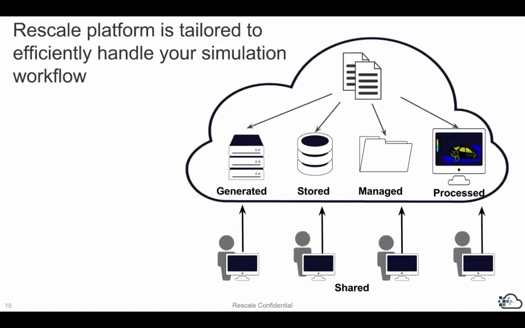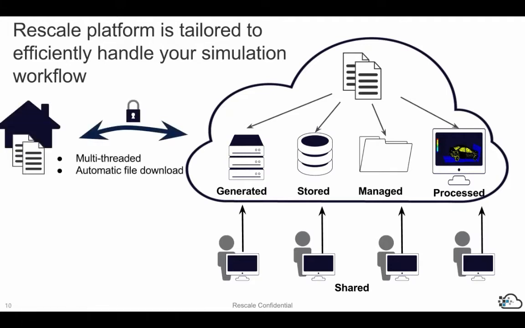Okay. So what we've seen here is while you run your job on the cloud, you are able to store those files, manage those files, and also process those files without having to move any of those large files. You can also share them with all your coworkers or key stakeholders of that simulation. If you need to, you can take your files in and out of the cloud environment back to your on-premise using multi-threaded capabilities. And you can also leverage our API to build an automatic file download application. All of that is done in a very secured way. Your files are encrypted when they are at rest or when they are in transit.